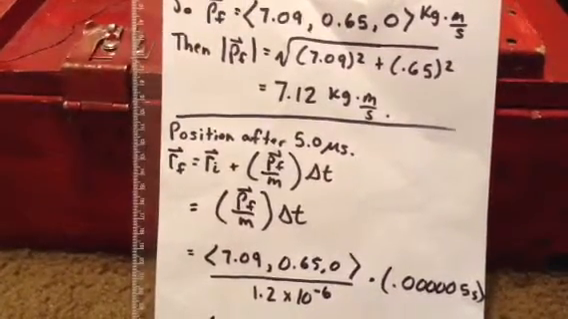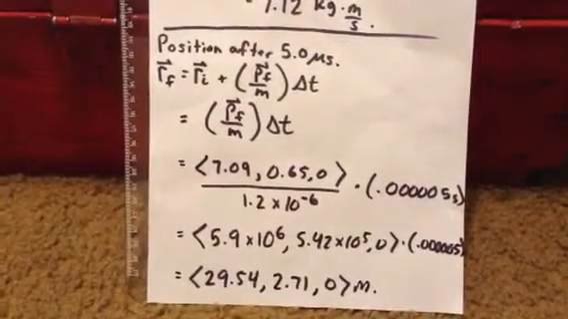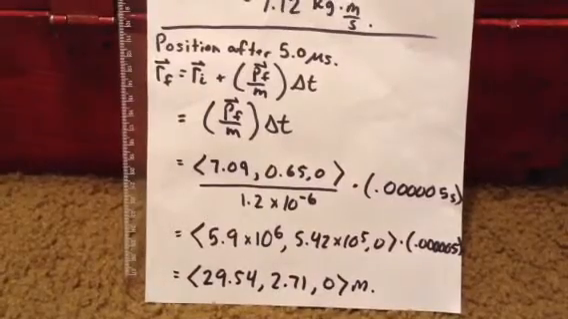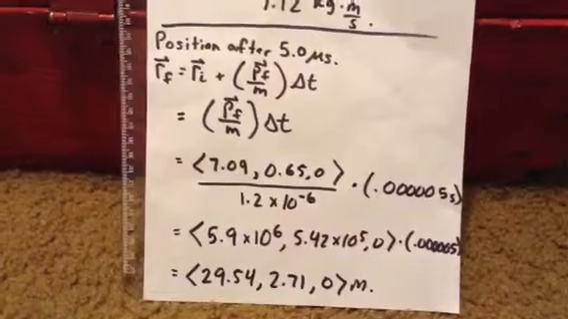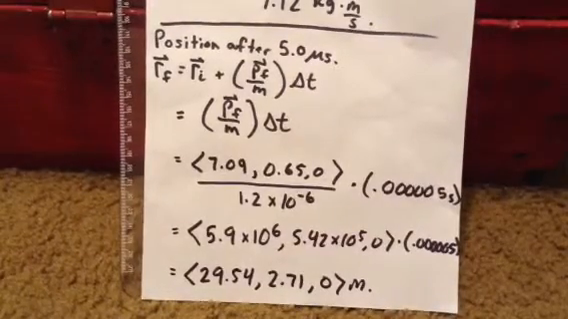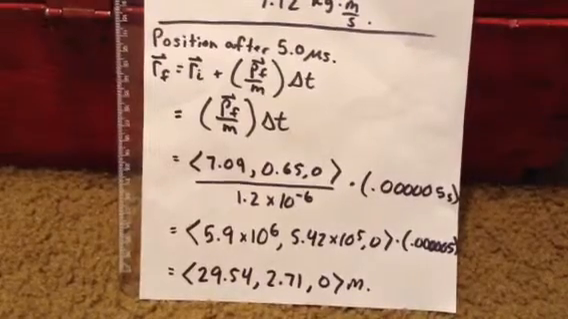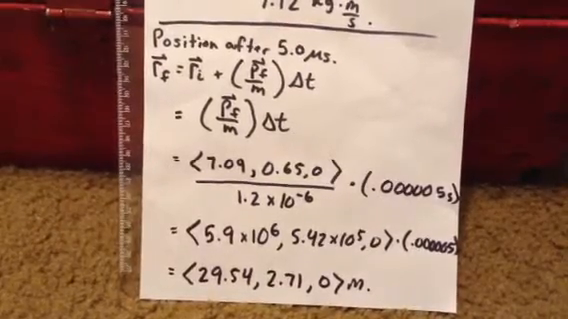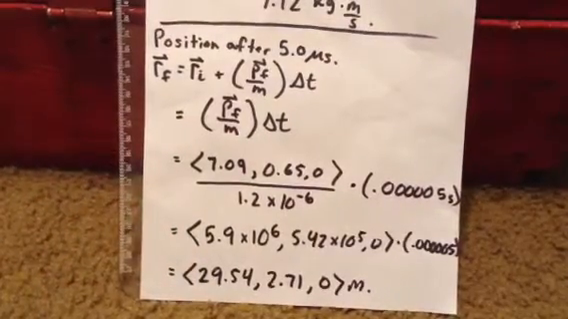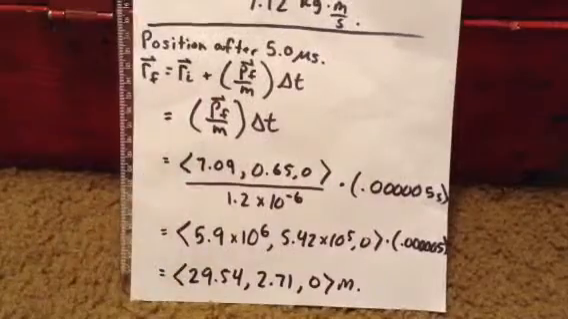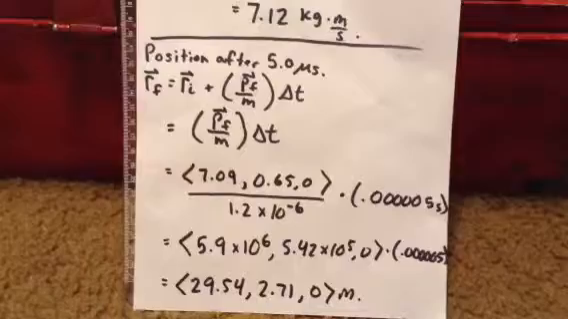Now, the second part of the question, we want to know what the position is after 5.0 microseconds. So we're going to have to use the update position formula, which is given here. Two things to note here are that the initial position is 0, 0, 0, so the final position is just given by this. And this right here is actually our average velocity, but it really isn't our average velocity, but we can use it.